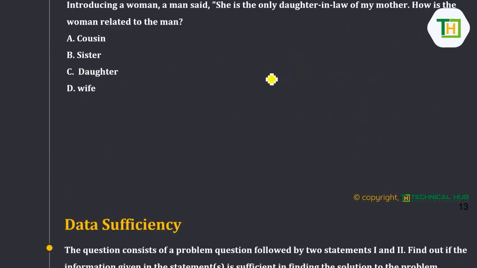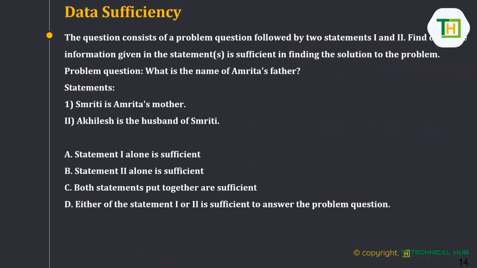Next. So coming to the data sufficiency, here they have used some blood relations concept to frame a data sufficiency question. So what is the problem question here? What is the name of Amrita's father? Okay. Now I think you know the procedure. Take the statement one alone. What is the statement one alone? Smriti is Amrita's mother.